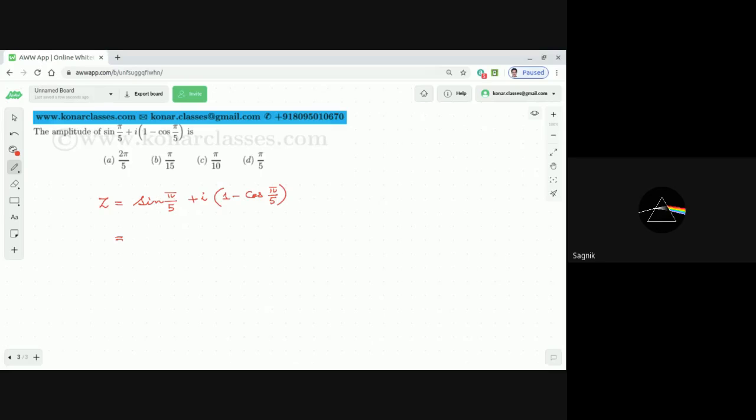Not pi by 10? Fantastic. It is a correct answer, pi by 10. Correct. Thank you, Sagnik. It is absolutely the correct answer. But let us find out how we are going to get the pi by 10.